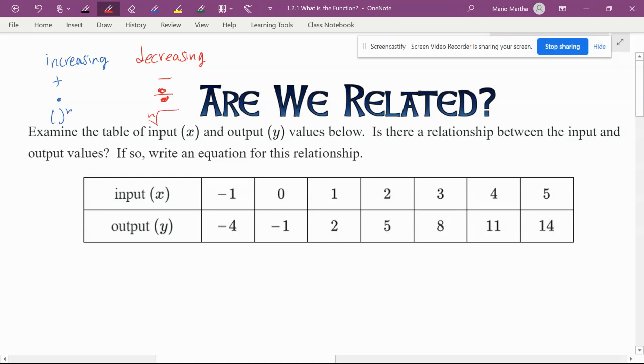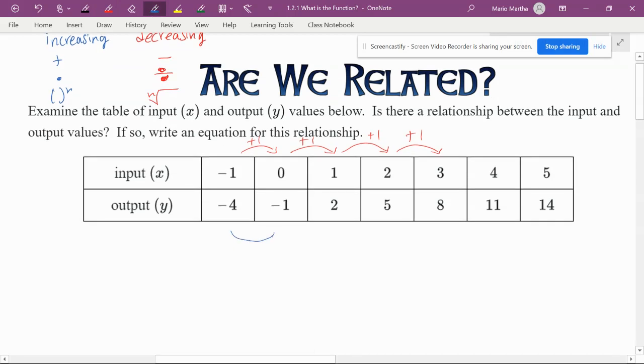All right. So here, on the inputs, we want to establish how much it is increasing or decreasing by. Here, we notice that it's going up by ones. Now let's look at the outputs and see how they are changing. We go from -4 to -1, then from -1 to 2, from 2 to 5, from 5 to 8. And as you can notice, it's been going up by 3.